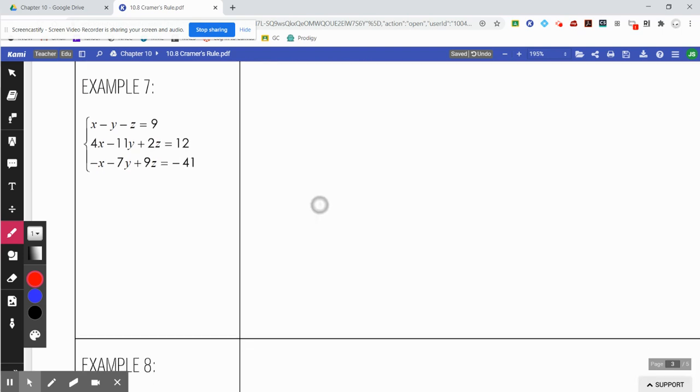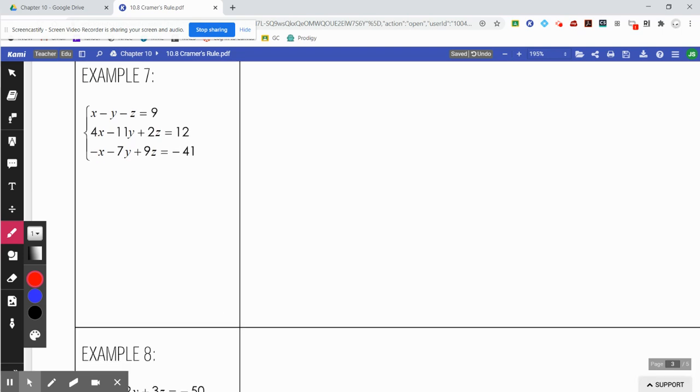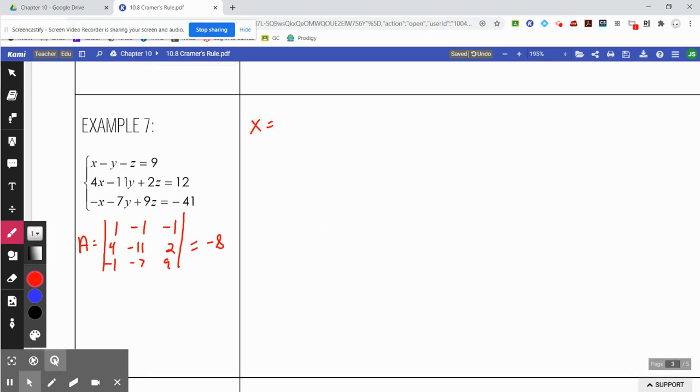Something else that might speed this up is going ahead and finding your determinant for A. In this case, again, A is going to be 1, negative 1, negative 1, 4, negative 11, 2, negative 1, negative 7, and 9. And if you go ahead and find that determinant, it might speed up your answers. In this case, the determinant of A is negative 8. So now we have X is going to be the determinant of, we're going to replace our X column with 9, 12, and negative 41. Our Y and Z columns stay the same, negative 1, negative 11, and negative 7, negative 1, 2, and 9. And we're going to divide that by negative 8.